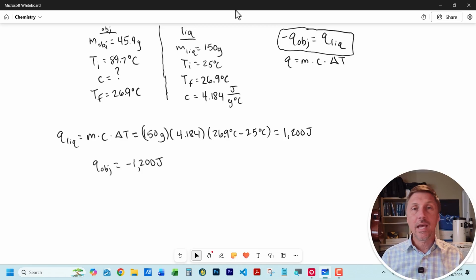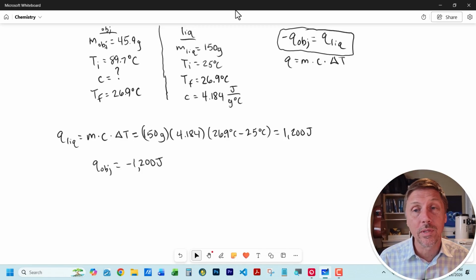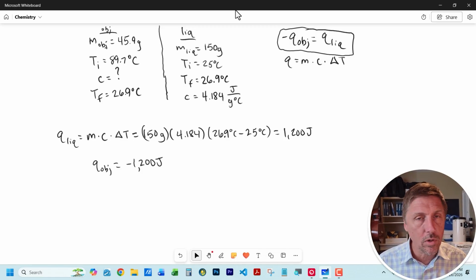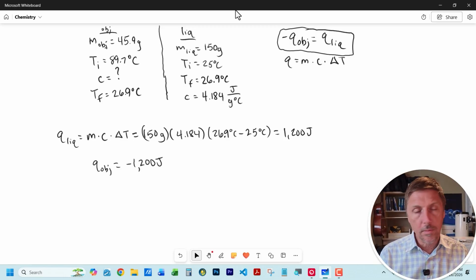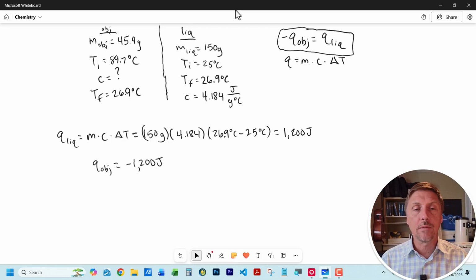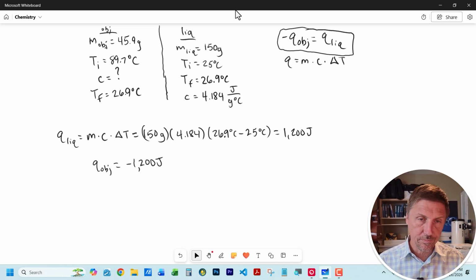Now again, if they had not said we could ignore the calorimeter, we'd have to take that into account. But we don't need to worry about the Q for the calorimeter because the problem said ignore the heat absorbed by the calorimeter. All right, so Q for the object is negative 1,200 joules.